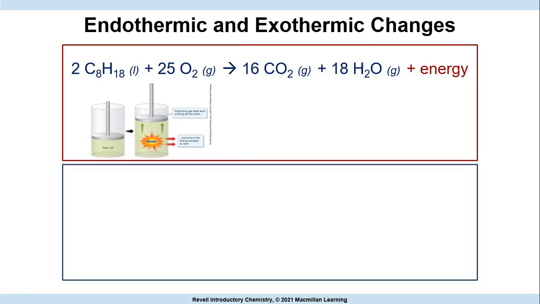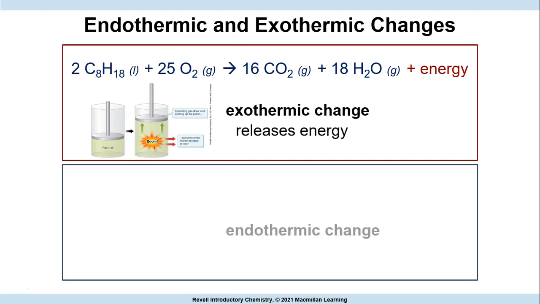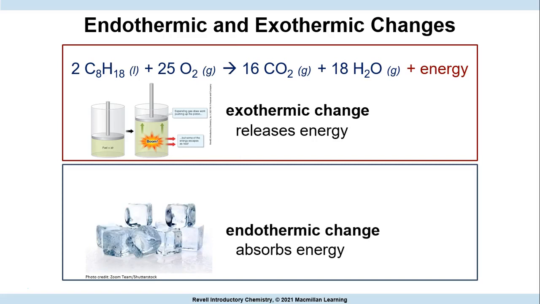So when heat is released, this is called an exothermic change. Now, when the reverse occurs, when heat is absorbed in the system, this is known as an endothermic change. For example, for ice to melt, ice needs to absorb heat. So when ice absorbs heat, this is called an endothermic change. So an exothermic change releases heat, while an endothermic change absorbs heat.